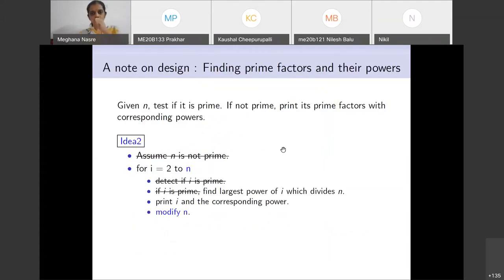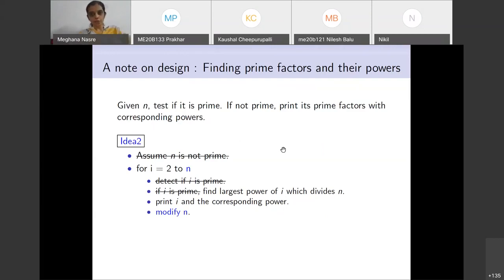I also gave you two ideas. Idea one: you start with some number, assume that the number is not prime, and then start with i equal to 2 to n minus 1, decide whether i is prime, and then keep finding the largest power of i which divides n, then print i and the corresponding power.